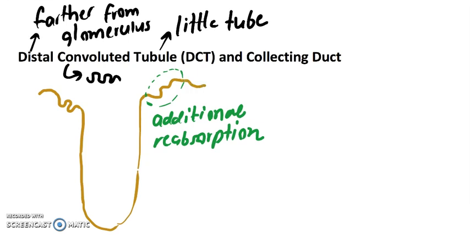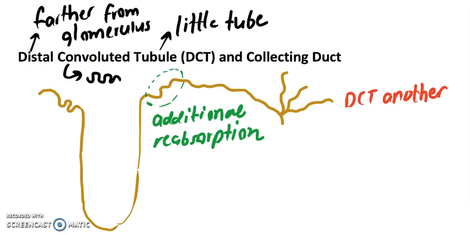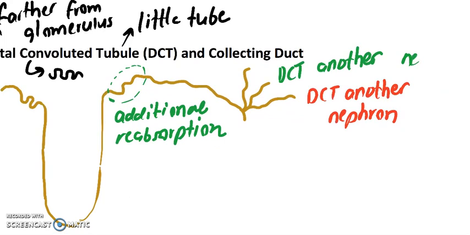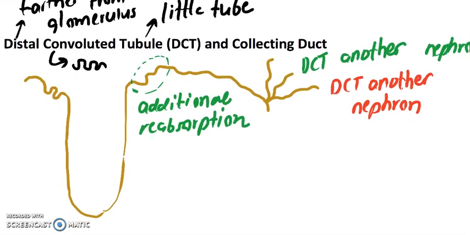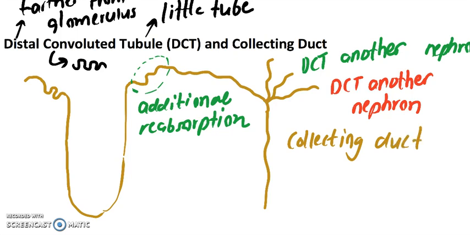After that, this DCT is going to converge with the DCT of other nephrons. So this is the DCT from another nephron. This is also the DCT from another nephron right here, and so forth. And all these are going to converge into the collecting duct. We call this the collecting duct.